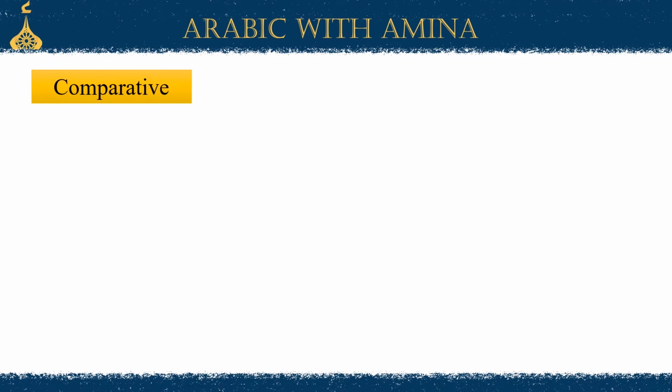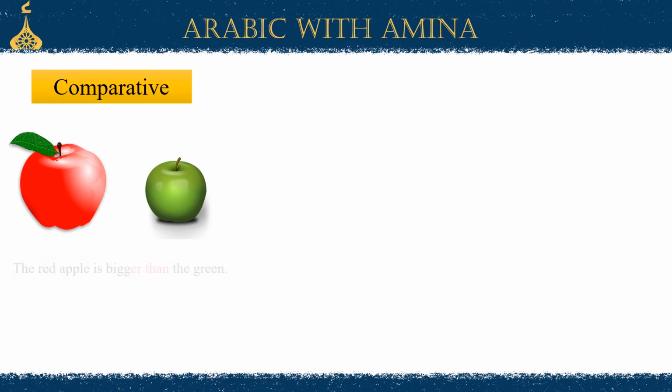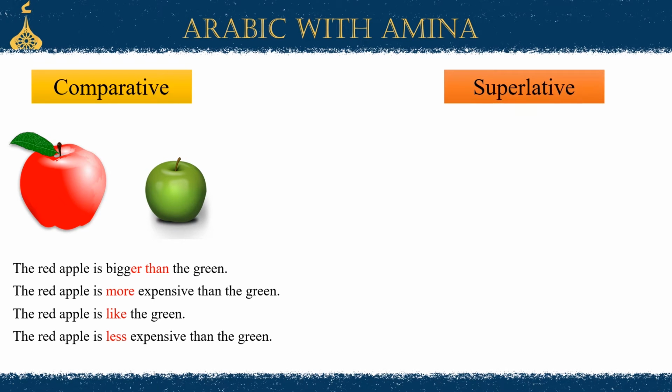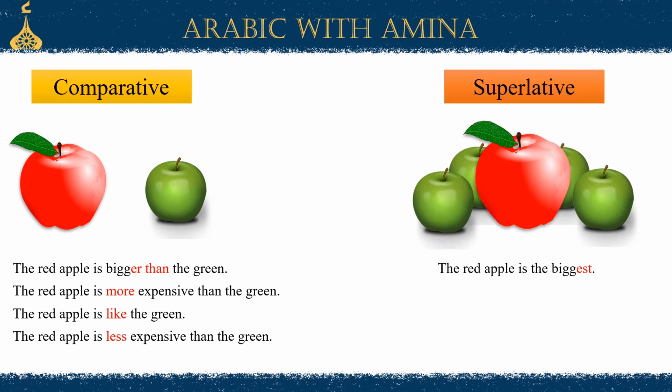So we explained how to use comparative adjectives in Arabic. We said comparative adjectives are used to compare two things or people. In English, there are multiple ways to do so. We can add er to the adjective and follow it by the word than, or we can use assistant words such as more, like, and less. Now we will be talking about the superlative adjectives, which compare one thing to multiple things.